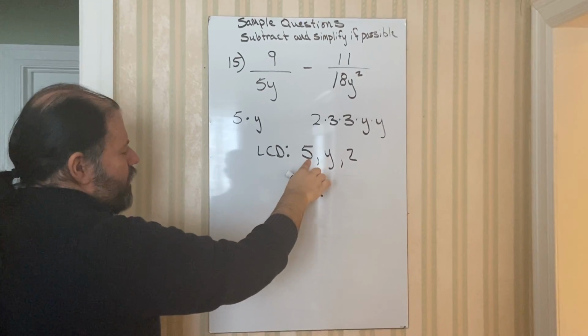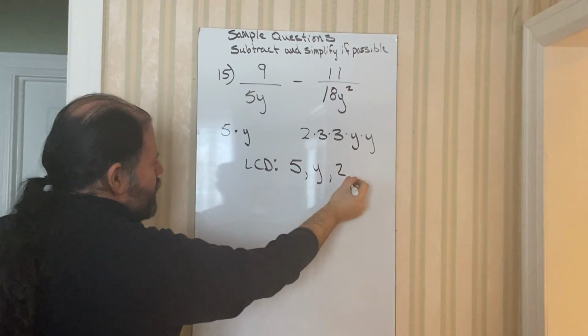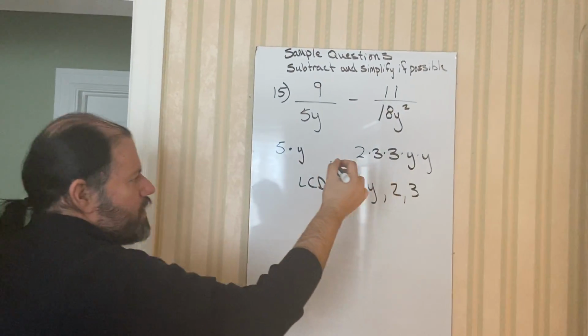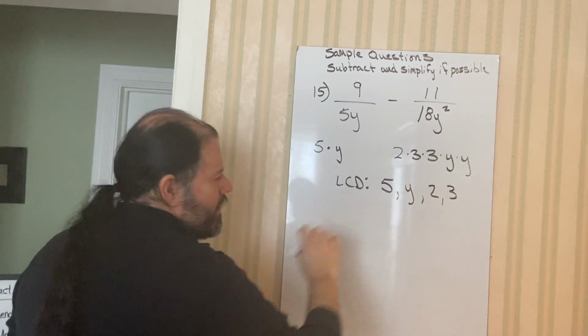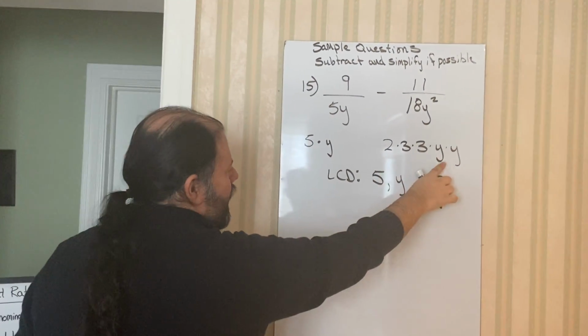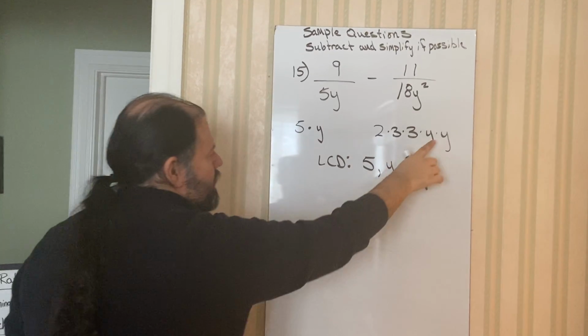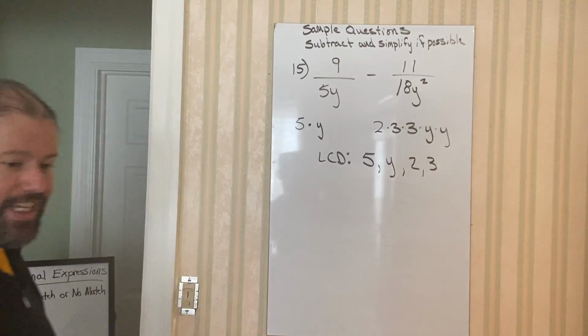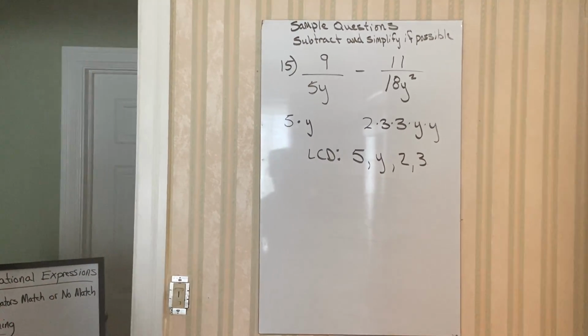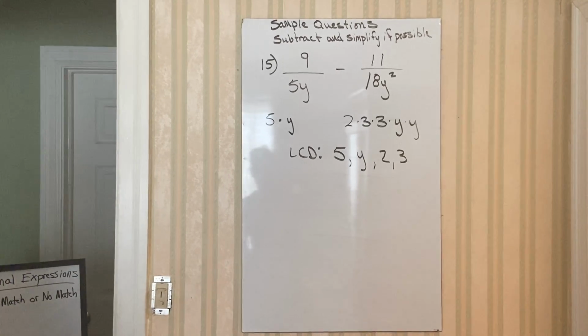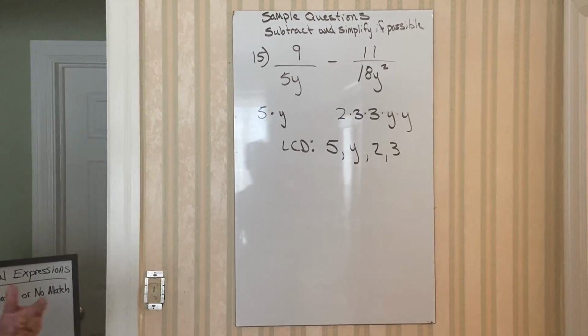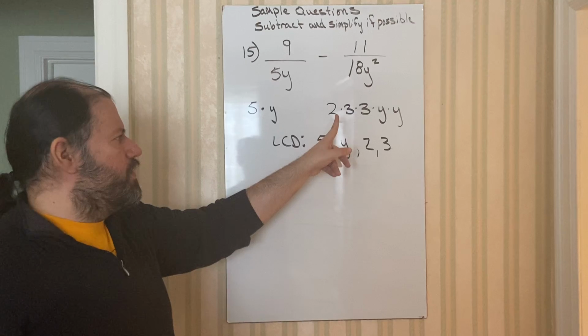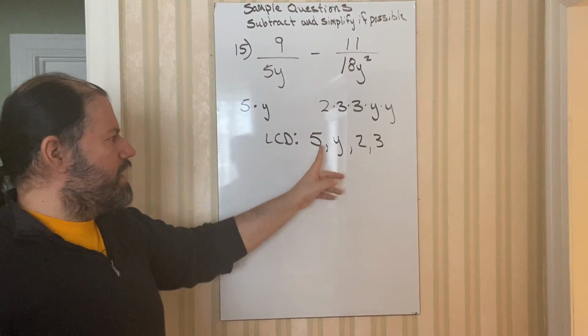3 is different from 5, y, and 2. Remember, I'm just writing down each of the different types. 3, already in the list, don't duplicate. Y, already in the list, don't duplicate. Y, already in the list, don't duplicate. We're just writing down the different types. Once you have the different types, then you can do your versus game. We need an amount. Do I need 1 of them? Do I need 2 of them? How many do we need? Let's look.